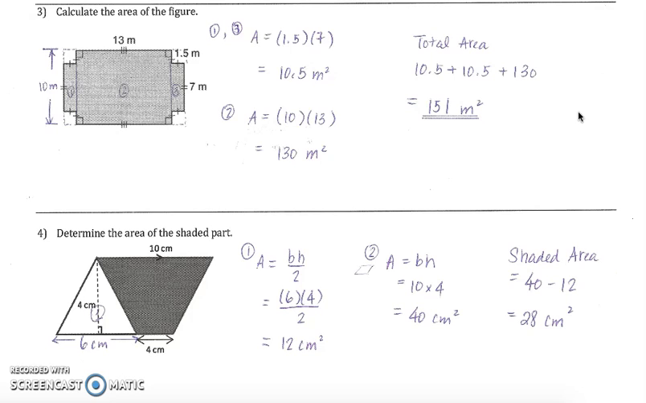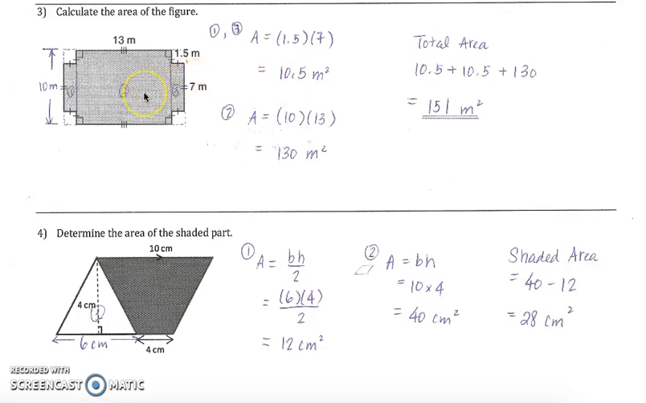Question 3. Calculate the area of the figure. There are multiple ways to do this question, and I have chosen to draw two vertical lines to cut the shape into three rectangles. Rectangle 1 and 3 are the same. They both have a width of 1.5 meters and a length of 7 meters. So 1.5 times 7 is 10.5 square meters.